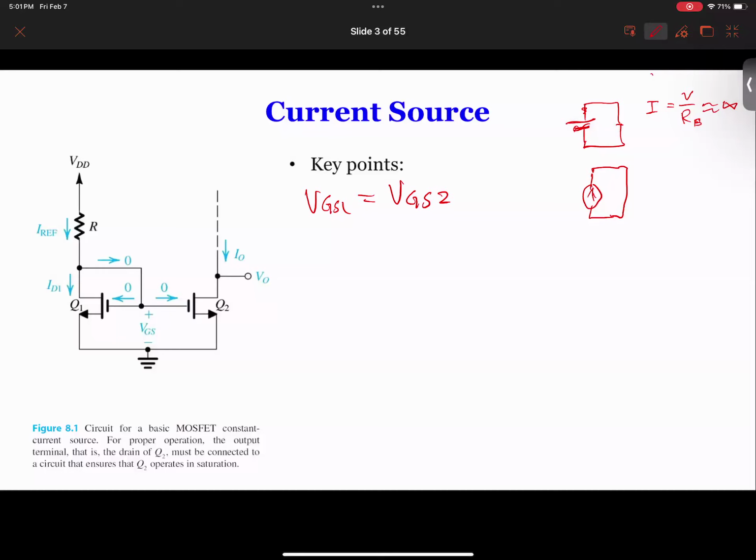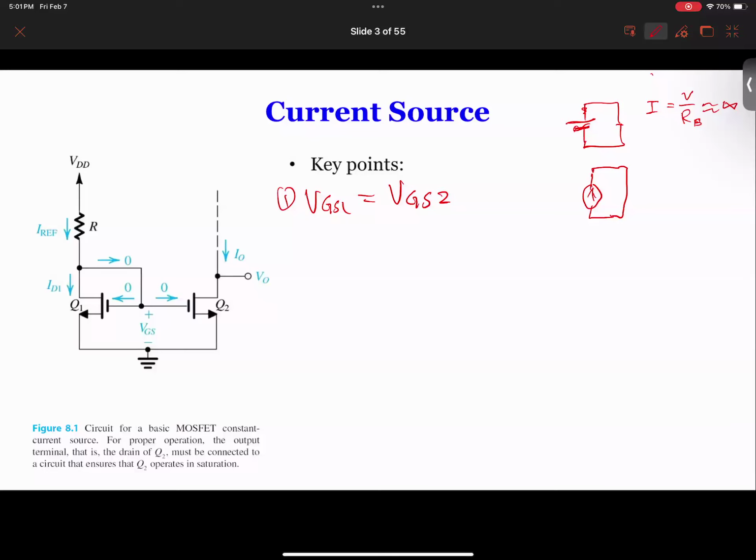That's number one. Number two, the drain of the reference transistor, which is usually the left-hand one, is connected to its gate. Sometimes you might put a resistance here, but you don't need to have it. Because there's no current, putting a resistance doesn't change anything. So we just use this direct connection.